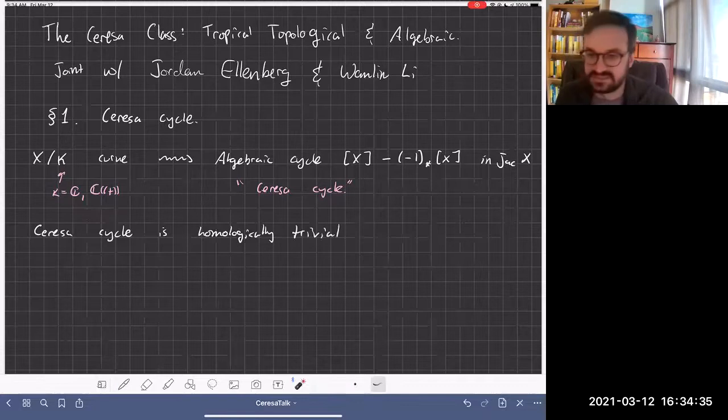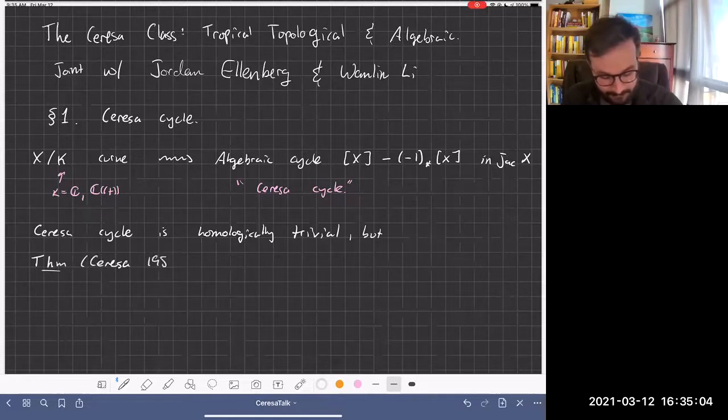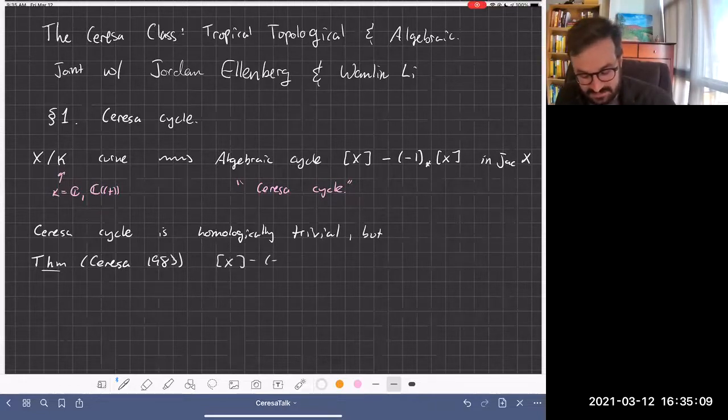This is basically due to the fact that this -1 action acts as the identity on the even homology groups of the Jacobian. So these two define the same homology class. But, and this was the big theorem proved by Ceresa in the 80s, the cycle X minus -1 X is not algebraically equivalent to 0.